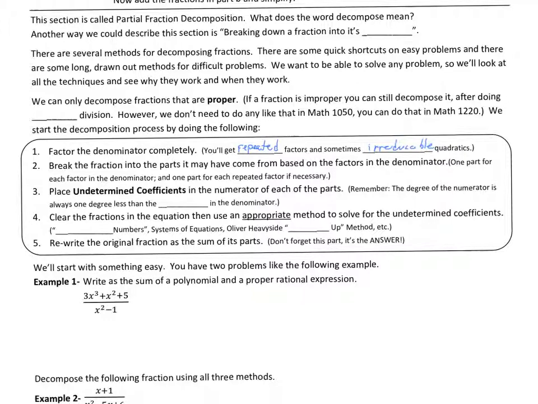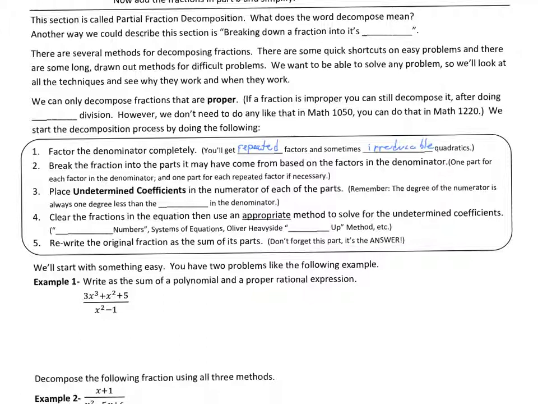All right, so again, the first step is to factor the denominator completely. Now we want to break the fraction into the parts it may have come from, based on the factors in the denominator. So one part for each factor in the denominator, and one part for each repeated factor if necessary. We're going to take our factored denominator and split it up into however many different parts we need, and I'll show you how many as we go.